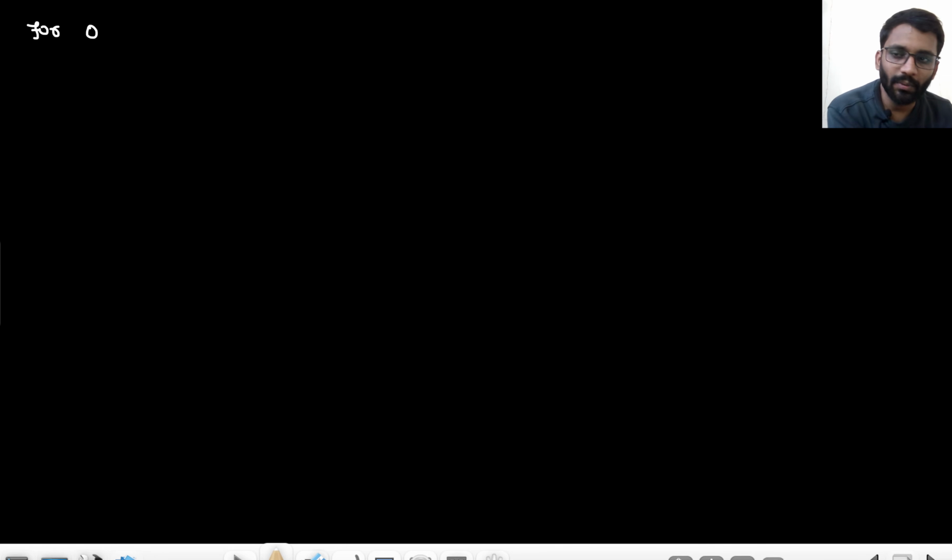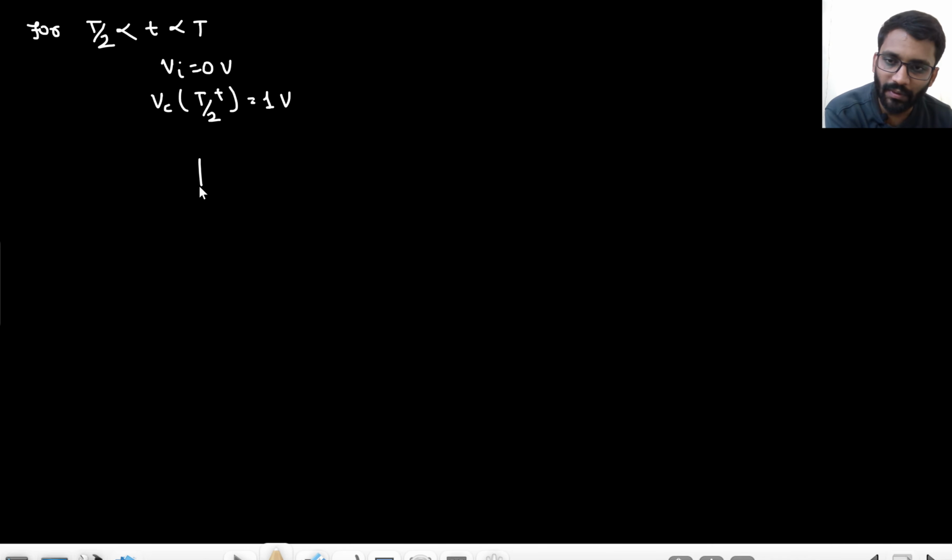For T by 2 to T, V input is gone, that is 0 volt. Now what is the voltage across the capacitor? That is 1 volt. So what is the circuit now?